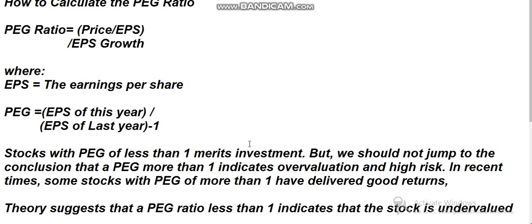Trailing means what has happened till now, that EPS we have to take and divide by the EPS of last year. So the formula is: this year's earning per share divided by last year's earning per share, minus 1, and that gives the growth. So what is the forward PEG? Forward PEG means what will happen in the future. We will get readily available data; we need not calculate.